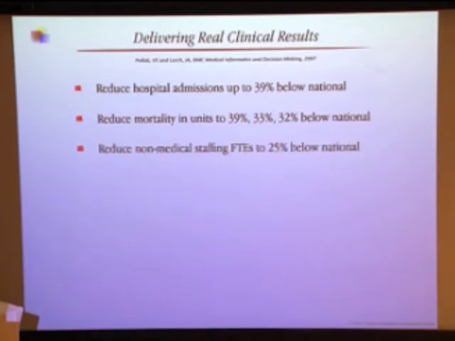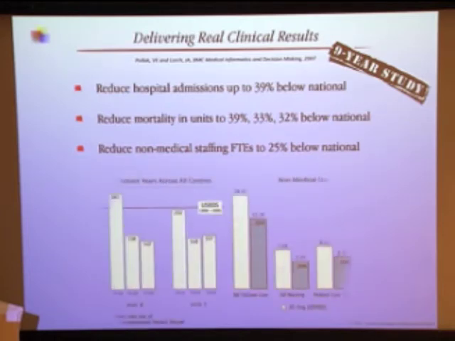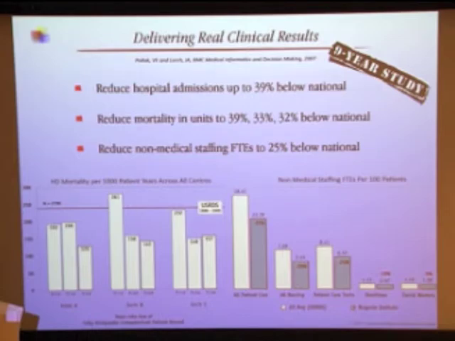Now here's something else. This is quite interesting. They in fact treat 34% more patients per clinical staff member. If you reverse it, they use 25% fewer clinical FTEs than the national average. They're delivering much better care, much more efficiently. Okay, and Jonathan has shown some of these, and I won't go into them.